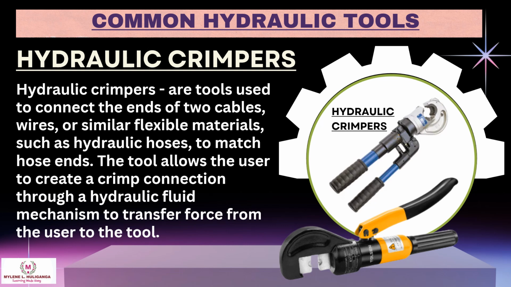Hydraulic crimpers are tools used to connect the ends of two cables, wires, or similar flexible materials, such as hydraulic hoses, to match hose ends. The tool allows the user to create a crimp connection through a hydraulic fluid mechanism to transfer force from the user to the tool.